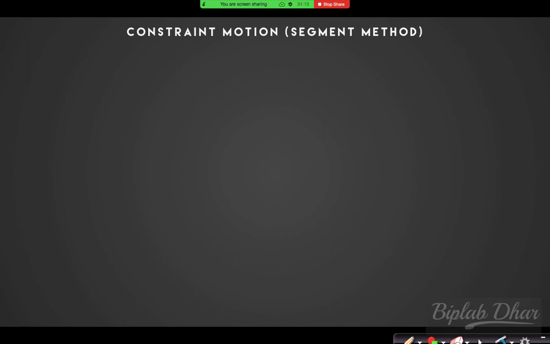Now there is another very important topic that we will learn today. It is called constraint motion. Why we will learn constraint motion, you have to first understand. Suppose you have a system of masses and pulleys, like this. This is a pulley, there is a mass. Suppose there is another pulley, there is another mass. There may be different types of configurations like this.